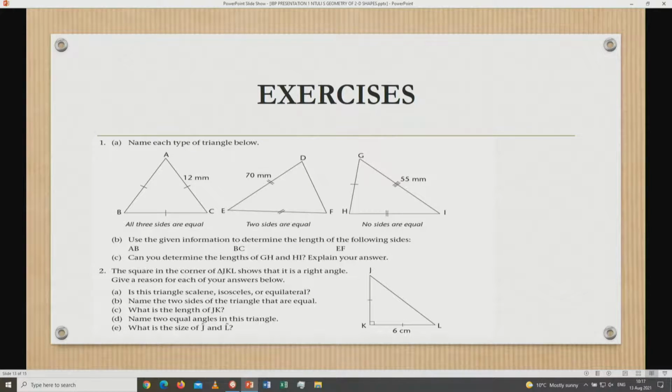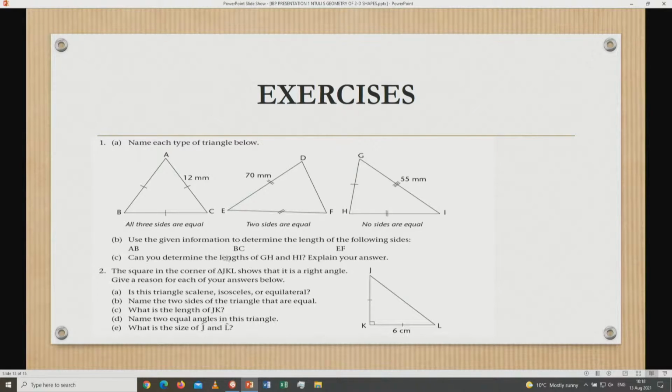Now, this one, let us focus on this one. Name each type of triangle below. We've got A. Our A is very important there. We've got 12 millimeters here. We've got these three markings. All three sides, there's a hint there, all three sides are equal. There is 70 millimeters there. Two sides are equal. There is 55 millimeters with the markings there. No sides are equal. That will be for us to do, number A, to name the triangles.